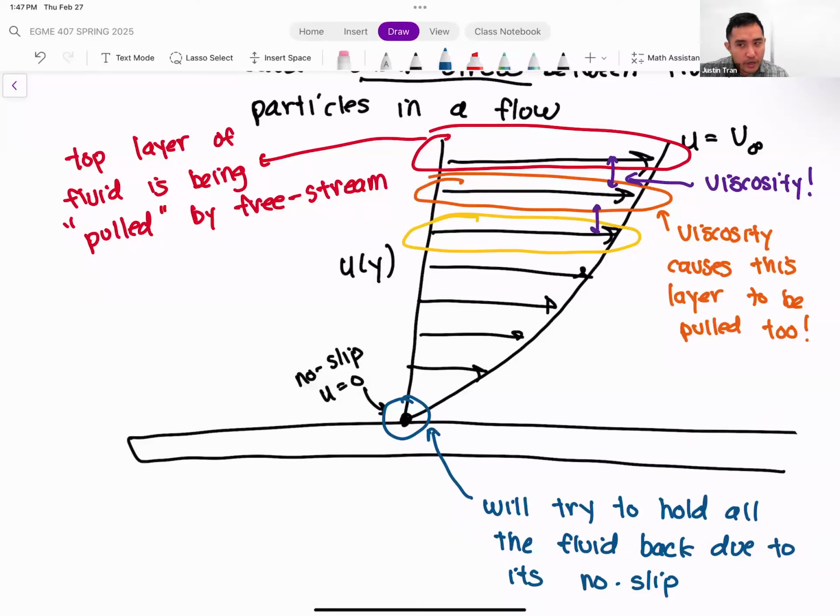And so that's what creates this transition region, where all the fluid in between the free stream and the no slip gets caught in between. And because of viscosity, we have this smooth transition where each layer is either progressively slower as you go down or progressively faster as you go above it. So that's what I mean when I say the boundary layer is a transition region. You have these two extreme conditions, and there has to be a smooth transition between them because of viscosity.